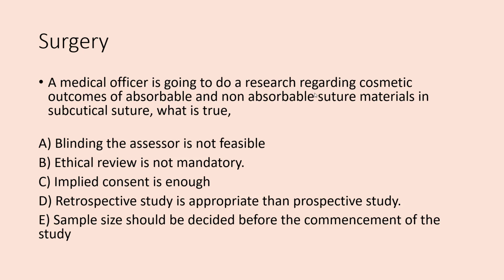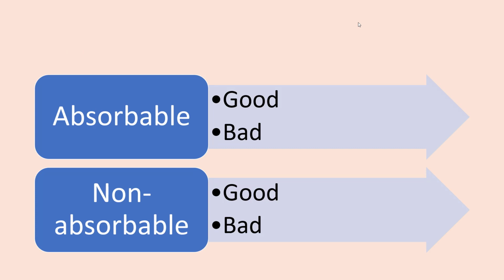Before going into the answers, it's important to understand this design. Here, what we do is we have two groups: patients whose surgery site was sutured by absorbable suture material, and the other group, non-absorbable suture material. We can assess the outcome in different ways. One is we can assess whether the outcome is good or bad with absorbable suture materials, and with non-absorbable suture materials. This is one way of assessing the outcome.